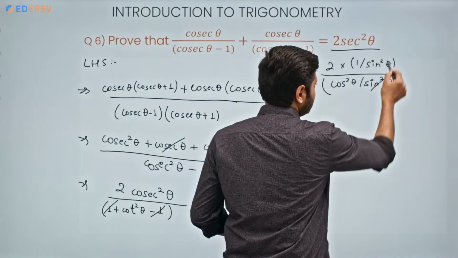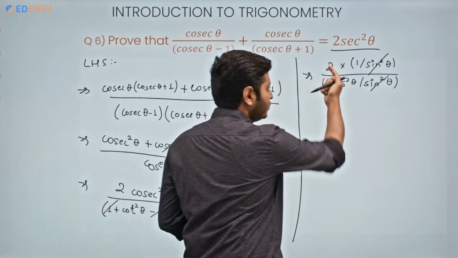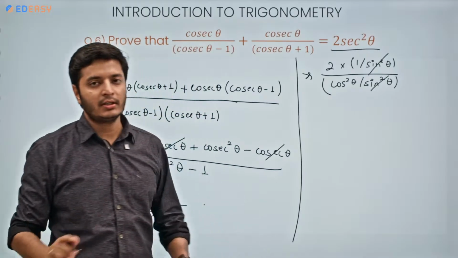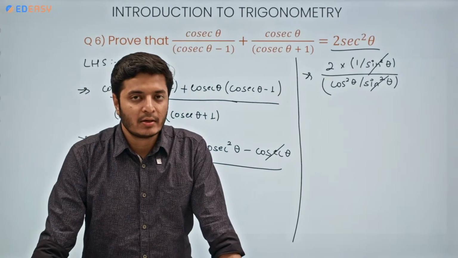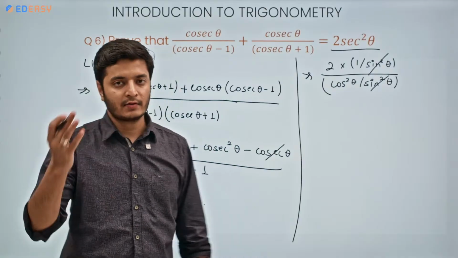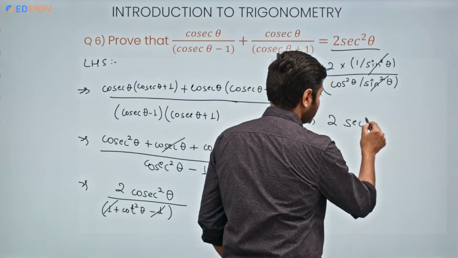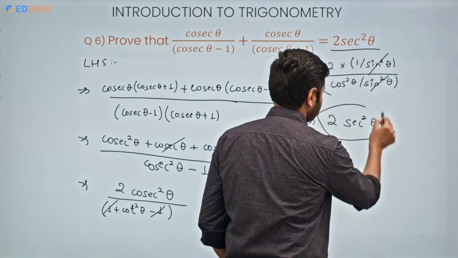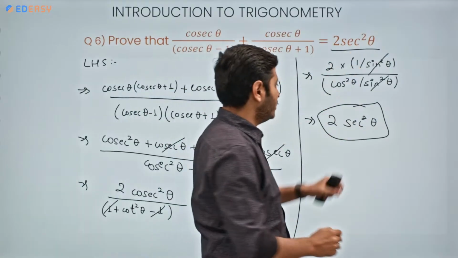Now look at this. Sin square theta and sin square theta are going to cancel each other. What are we left with? 2 divided by cos square theta. 1 by cos theta is secant theta, 1 by cos square theta is secant square theta. So this is going to give us 2 into secant square theta. LHS is equal to RHS.